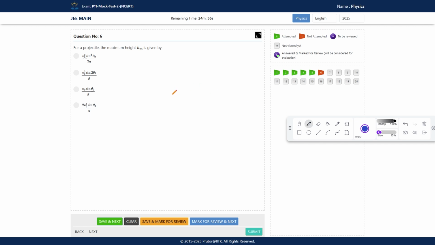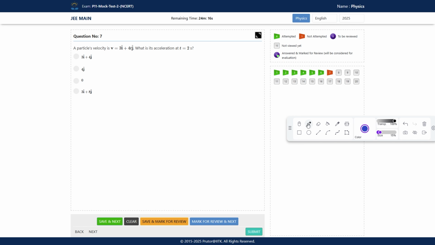This is a very simple question. For a projectile, the maximum height hm is given by what? So this is a formula based question. Do you know the formula of the maximum height? Yes or no? So which formula is correct for maximum height, option A, B, C or D? Tell me. V naught sine square theta naught divided by 2g. Good.